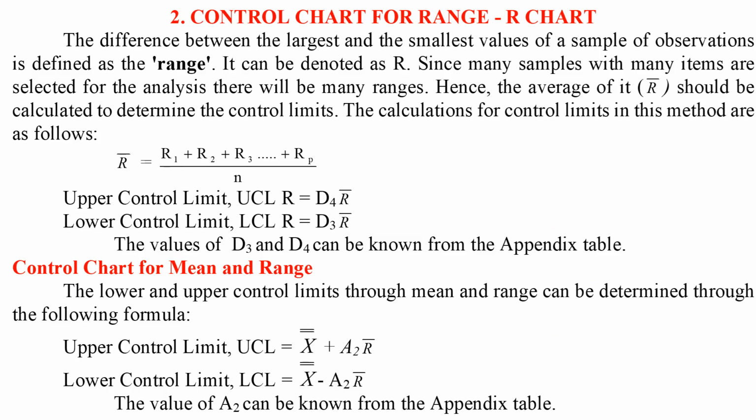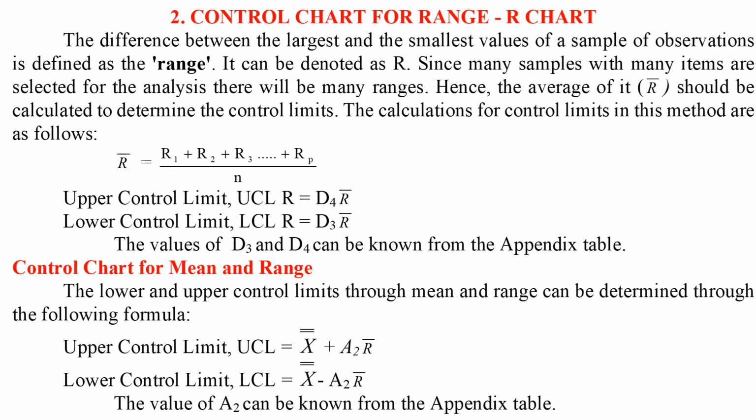2. Control chart for range, R chart. The difference between the largest and the smallest values of a sample of observations is defined as the range. It can be denoted as R. Since many samples with many items are selected for the analysis, there will be many ranges. Hence, the average of it, that is R bar, should be calculated to determine the control limits.